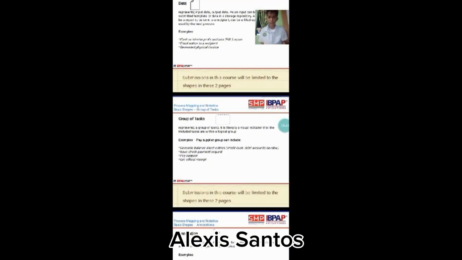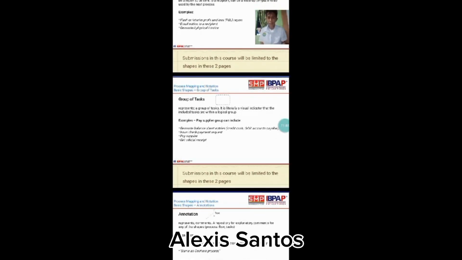It represents a group of tasks. It is literally a visual indicator that the included tasks are within a logical group. Example: pay supplier can be included. Generate balance sheet entries, credit cash, debit accounts payable, issue check payment request, pay supplier, get official receipt. Dito sa group of tasks, pwede mo siyang gawan ng journal entries or T account para doon mo ma-process yung business ng isang business owner.